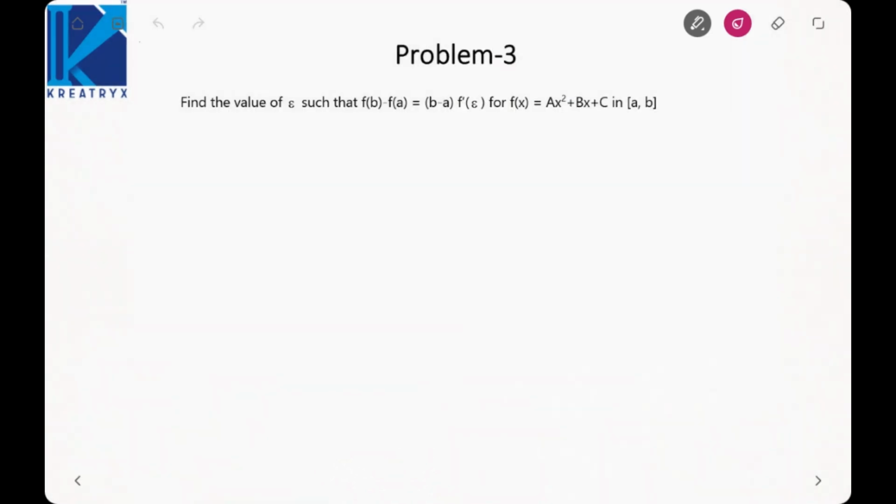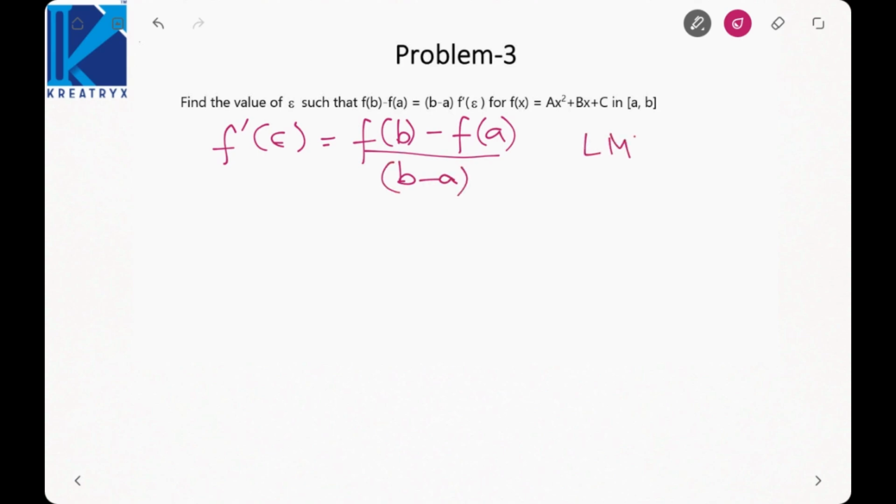In the next problem, it is asking me the value of epsilon such that fb minus fa is equal to b minus a times f dash epsilon. Now if you paraphrase this, it can also be written as fb minus fa over b minus a. Now this is the basic statement of Lagrange's mean value theorem. Now if you take the derivative of this function, it will be 2ax plus b. So at epsilon it will be 2a epsilon plus b.